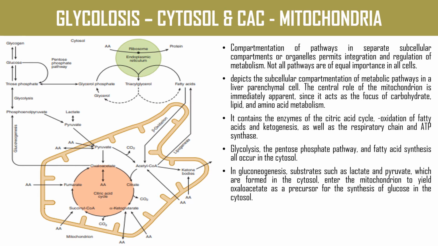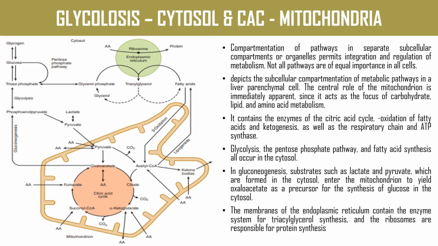In gluconeogenesis, substrates such as lactate and pyruvate, which are formed in the cytosol, enter the mitochondrion to yield oxaloacetate as a precursor for synthesis of glucose in the cytosol. Membranes of the endoplasmic reticulum contain the enzyme system for triacylglycerol synthesis, and the ribosomes are responsible for protein synthesis.